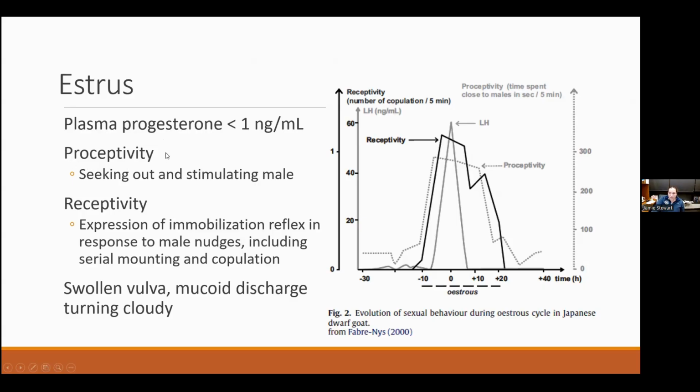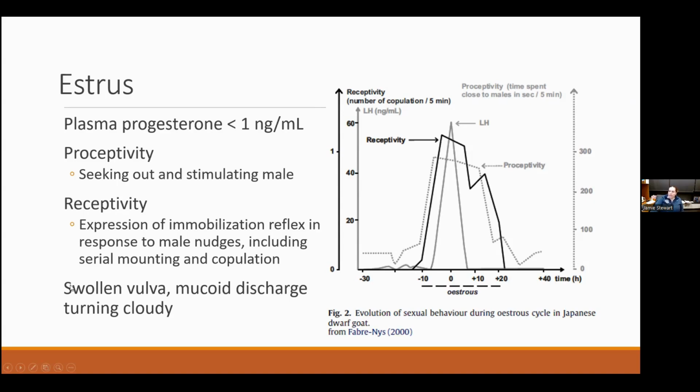But what you see, there's two different parts of that estrus. Early in the estrus, they might be proceptive, where they're seeking out and trying to stimulate a male. That's where the goats are flagging their tails and starting to increase their activity. If you're putting pedometers on them, you'll see their activity start to increase. Once they get closer to the time of ovulation, they become receptive, where they start to express their immobilization reflex. So if you've got a marker on your male, that's when he's going to start testing them and seeing if it's safe for him to mount them and breed them. Or if you've got a teaser, same thing.